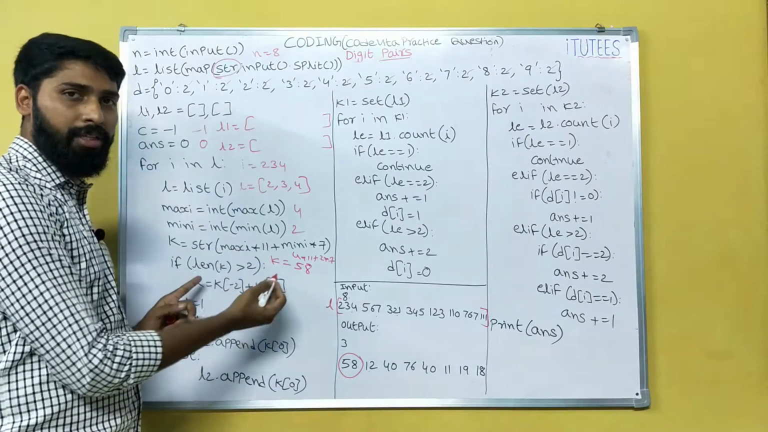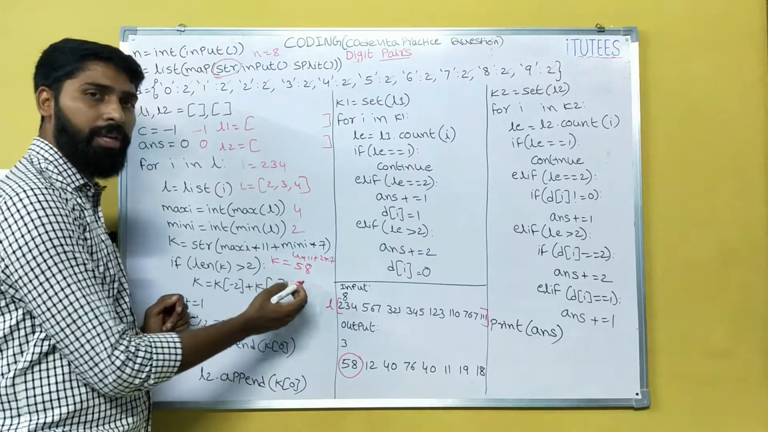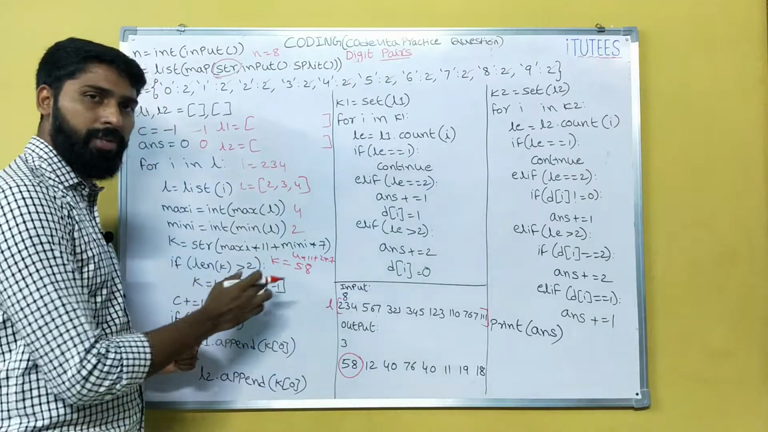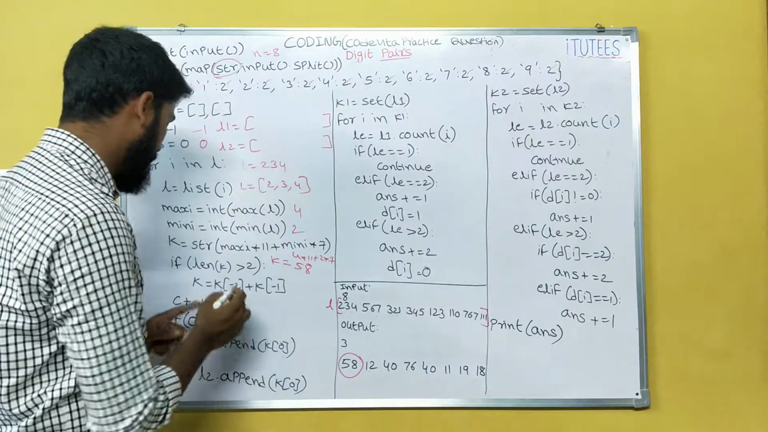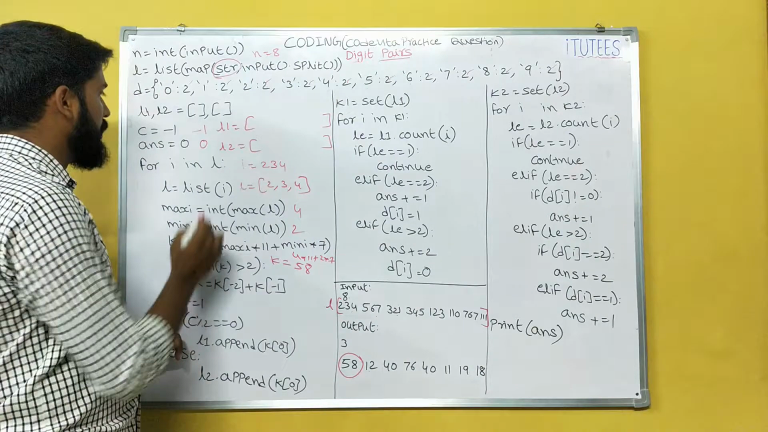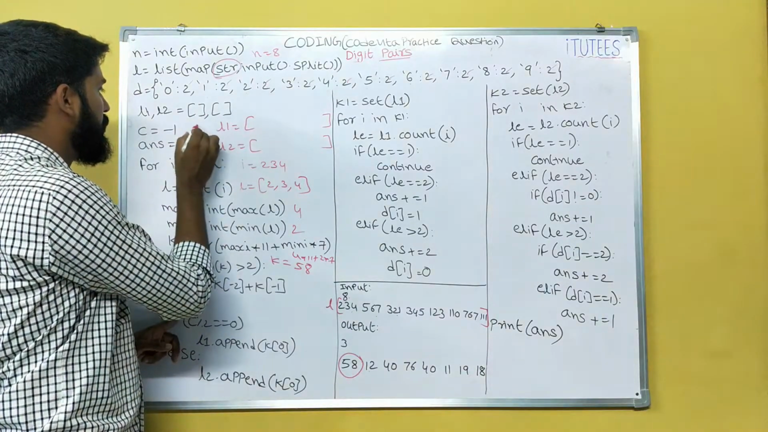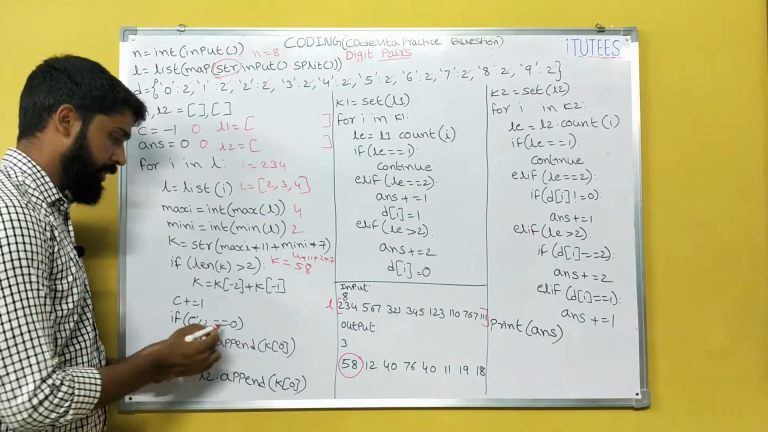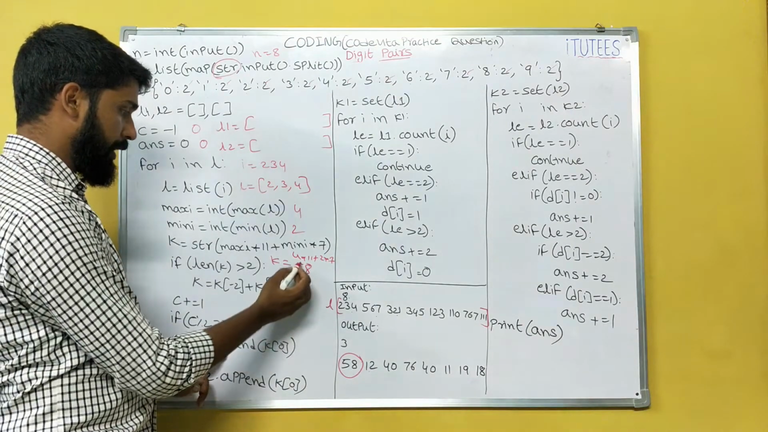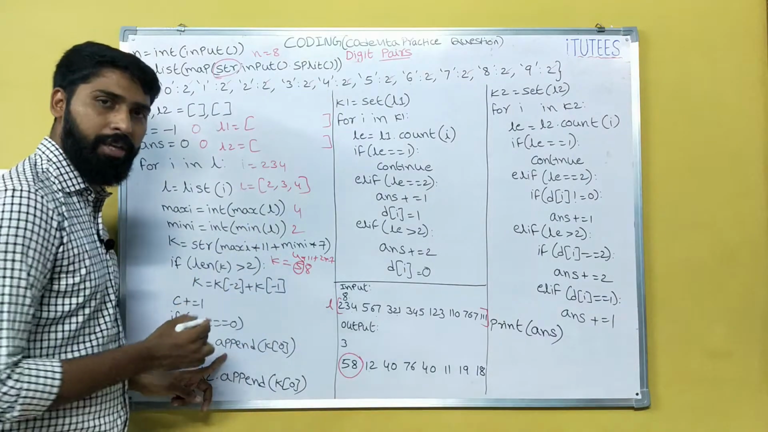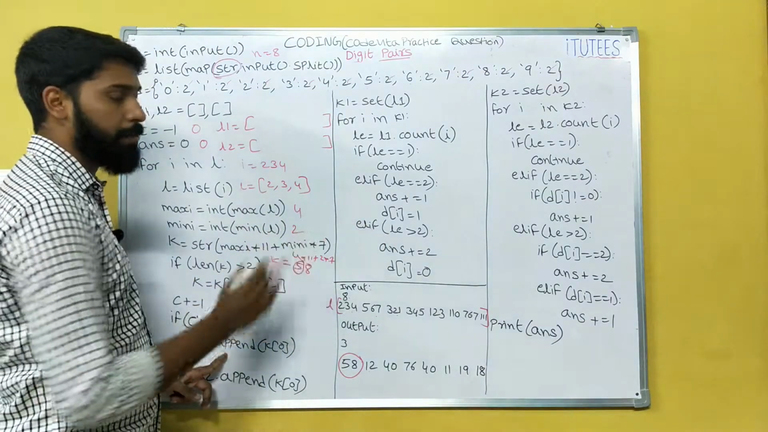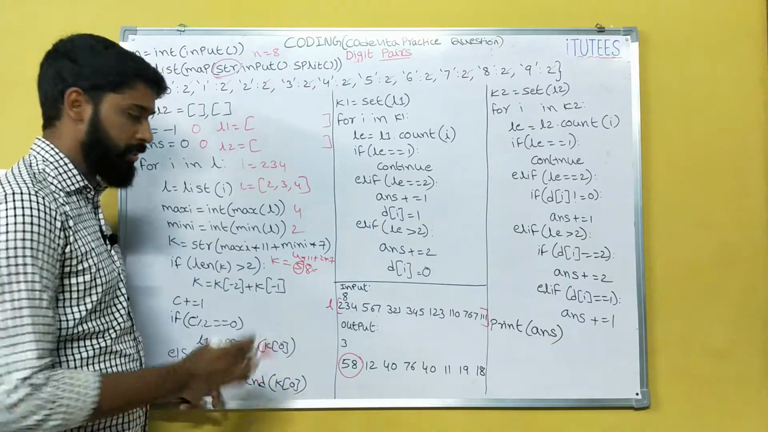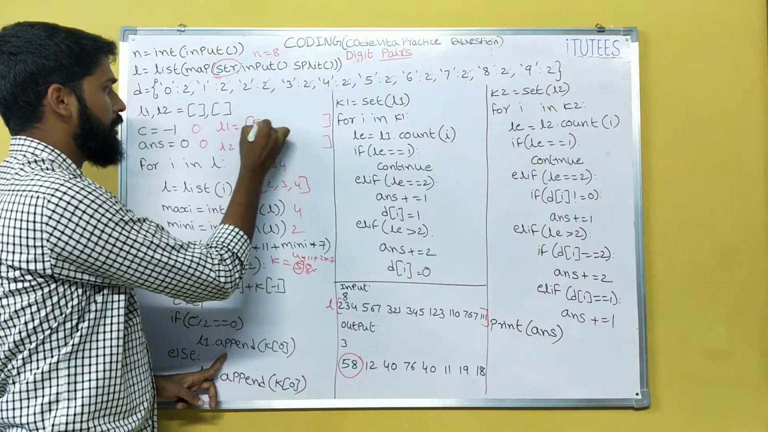If the length is greater than 2, they are giving the problem, consider only 2 digits. The leftmost, the most significant digit we can ignore, but here we get only 58. So C equals 1, and now the C value equals 0. 0 percentage 2 equals 0? Yes, it is 0. So append K of 0. We consider only the first digit. Why? When you are pairing, we ignore the second digit, so there is no use of storing the second digit. Simply I store 5 in L.